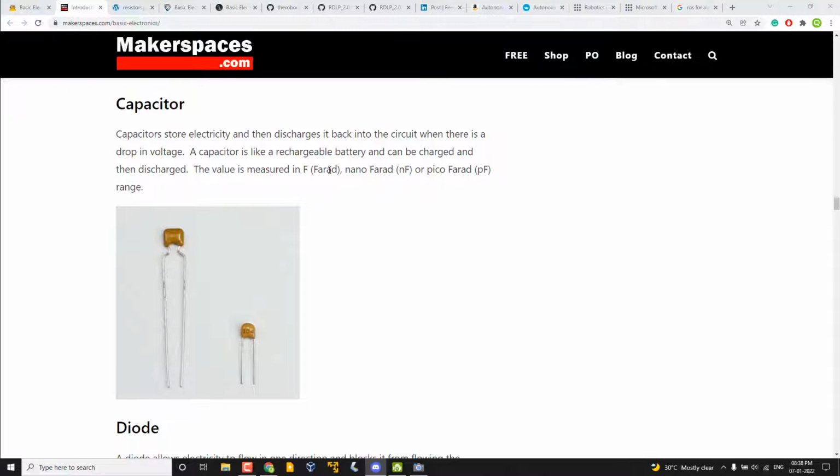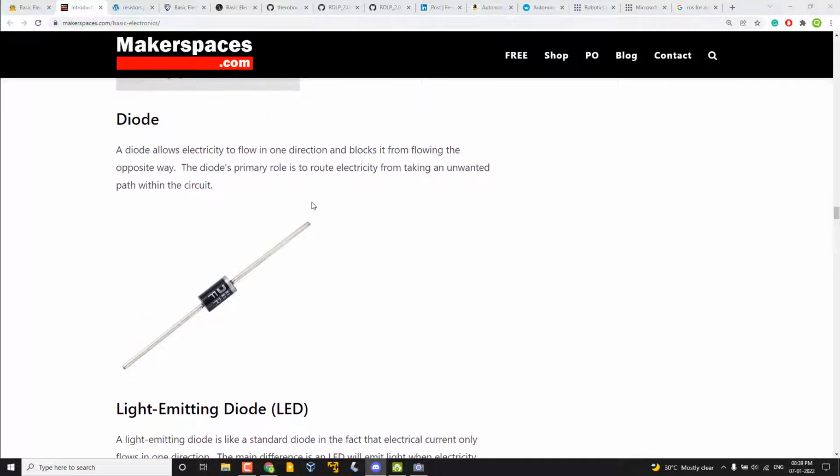Okay, mostly if you take ceramic capacitors, it's picofarad or nanofarad. There are different kinds of capacitors actually. If it is electrolytic, then it's microfarad. So farad is the unit of capacitance. Then there is a diode.